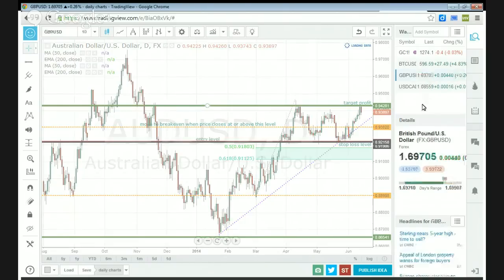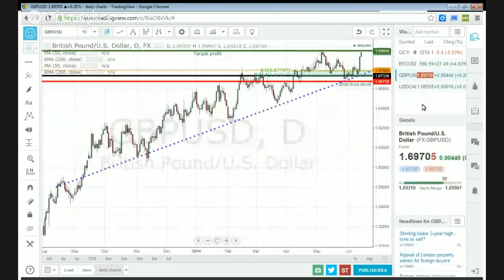Next up is pound dollar. Yesterday was overall a very good day for my account because of pound dollar. So Bank of England, Mark Carney, who's the head of the Bank of England, made an announcement that the Bank of England may raise rates sooner than they expected. So that's where we get this big green candle. As soon as that announcement was made, the pound soared.